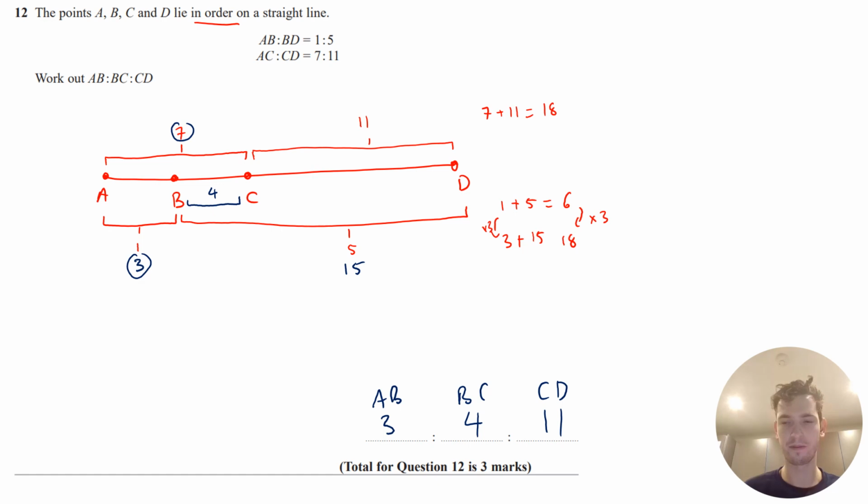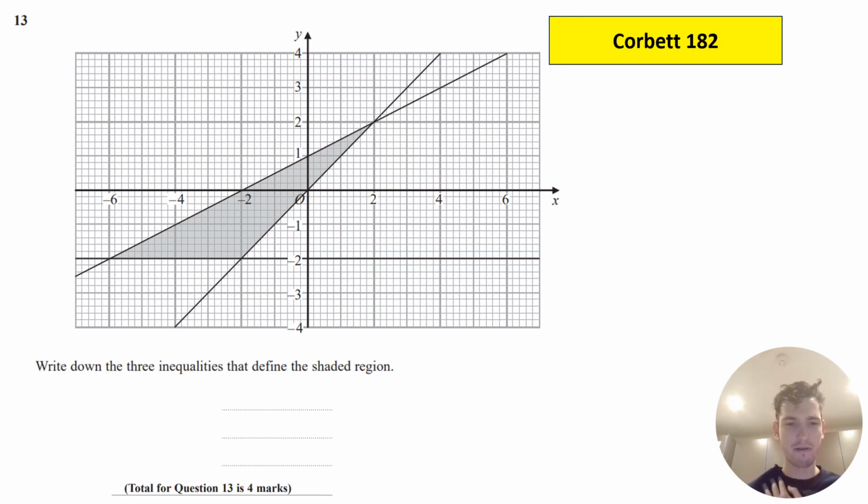So let's keep going. Okay, question 13. Write down the 3 inequalities that define the shaded region. So we haven't actually done this much in class. So I'm going to go through the question. I put a core book reference 182 if you want to try more, and then we will look at this as part of our revision lessons.